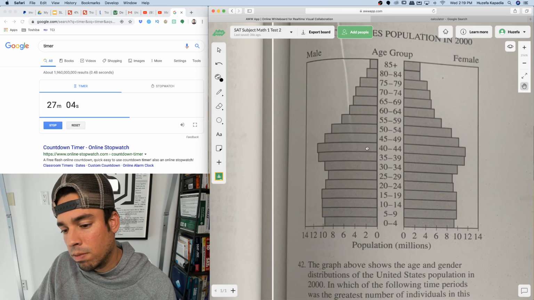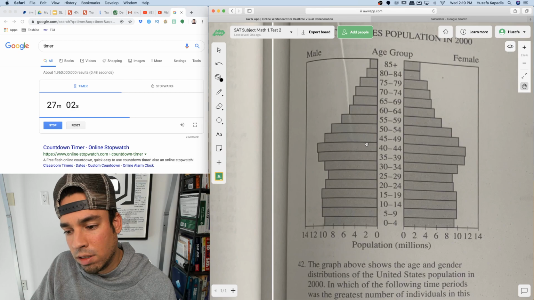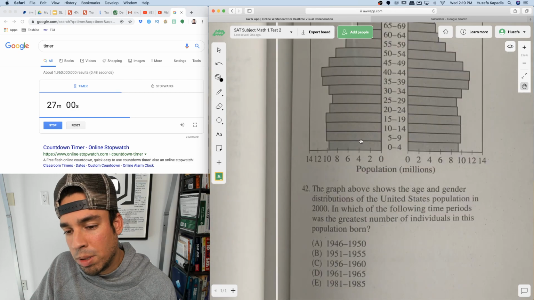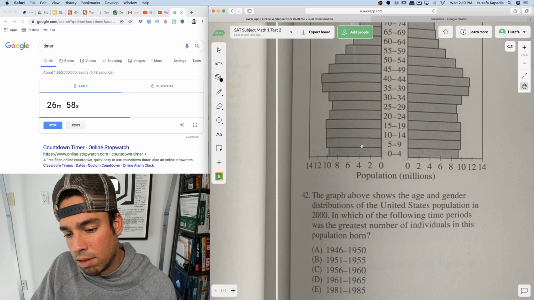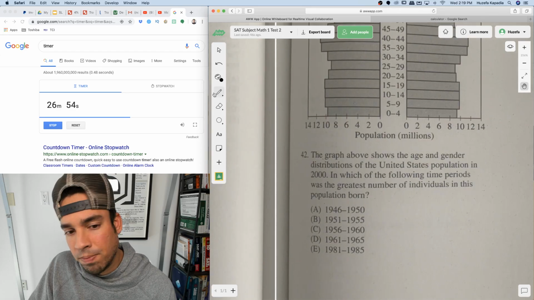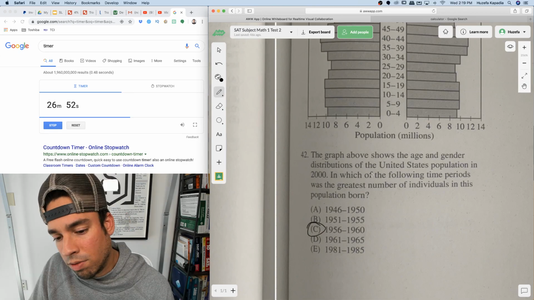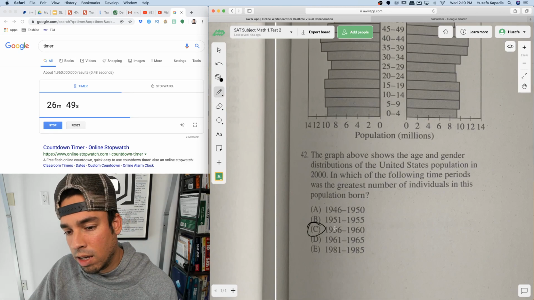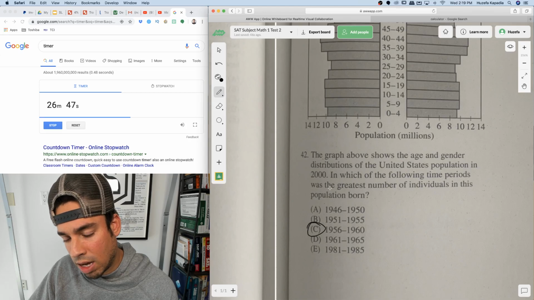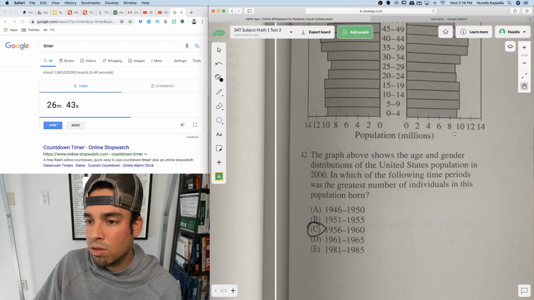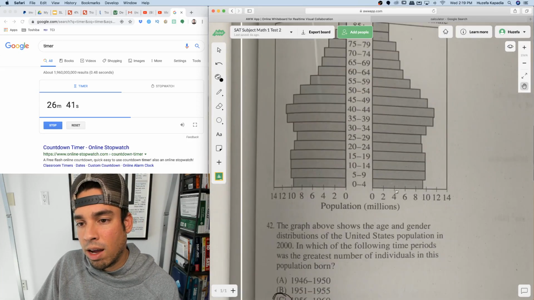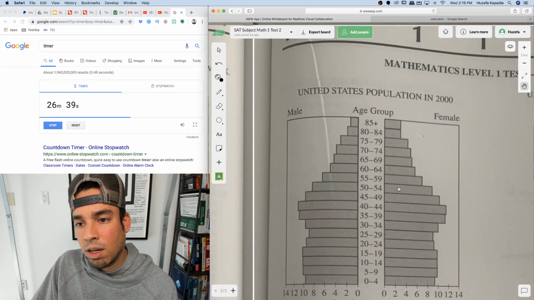Definitely. Which is people born in 56 through 60. Because if this was taken in 2000, then the 44-year-olds would be born in 1956, and 40-year-olds would be born in 1960. So that's it. Just kind of reading the graph and making sure I interpreted that right. I think I did.